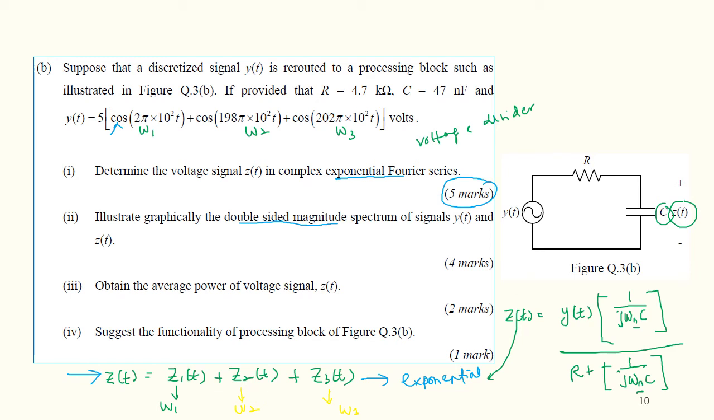In part 2, once you have the exponential form, then you can sketch the double-sided spectrum of signals y(t) and z(t). y(t) is the input and z(t) is the output, meaning that you need to convert y(t) into exponential form and then z(t) in exponential form. So you have two graphs here.